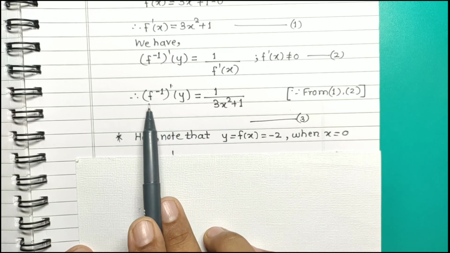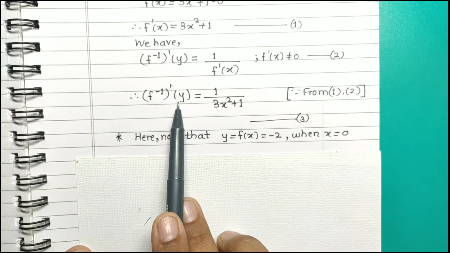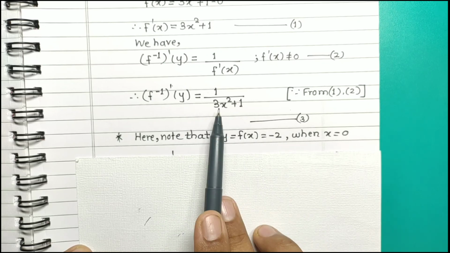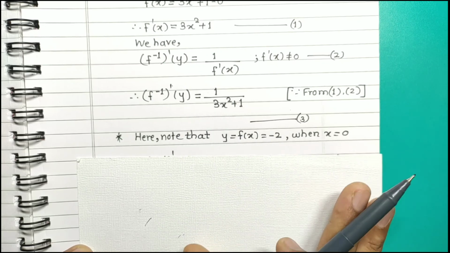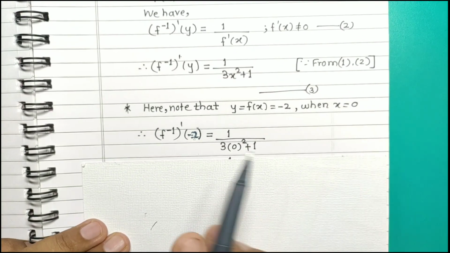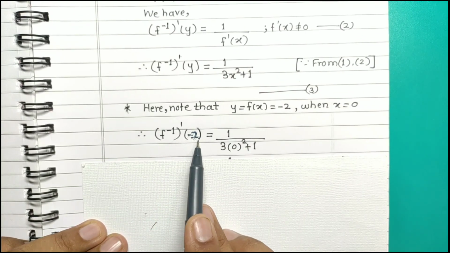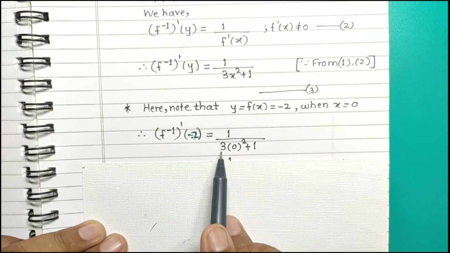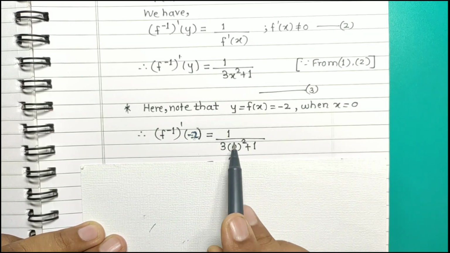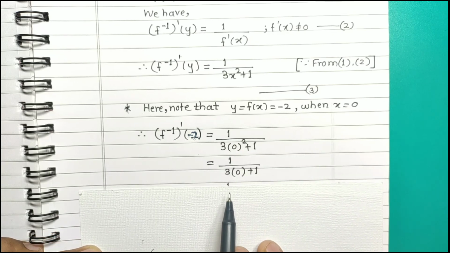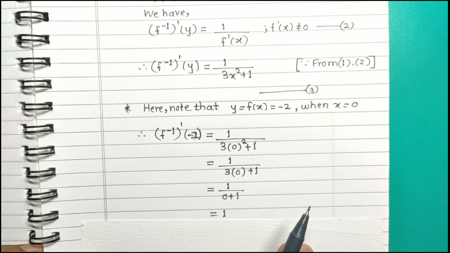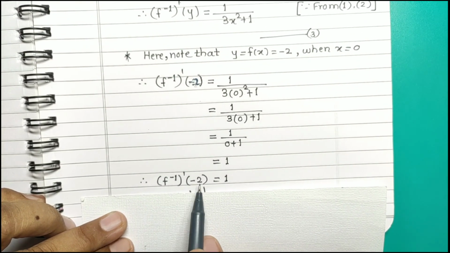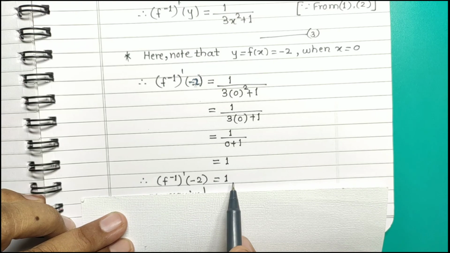That means to find the value of this derivative at y is equal to −2, we have to put x is equal to 0 here. So this derivative f inverse dash at −2 is equal to 1 upon 3 into 0² + 1, so this is 0, and finally we have 1 upon 1, so it is 1. So the derivative of the inverse function of f at −2 is 1.